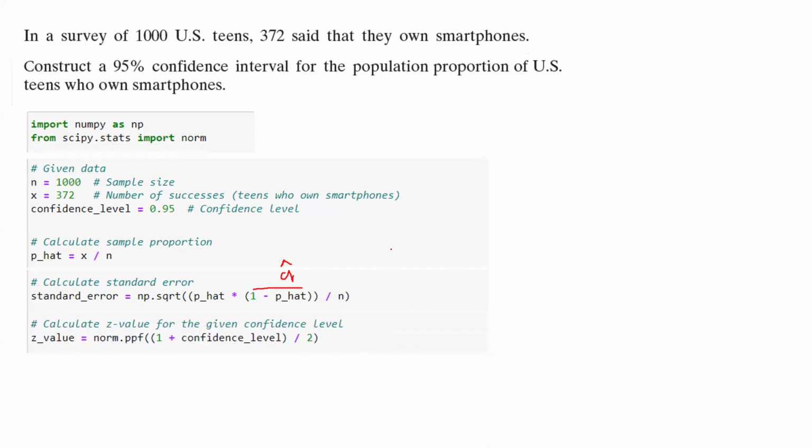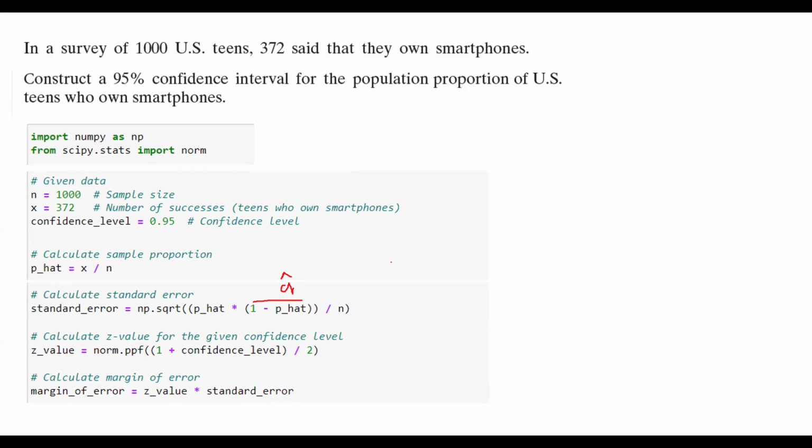Z value, as you remember, is norm.ppf. This function basically takes the area and calculates the z-score for you. Norm.ppf of (1 plus confidence level) divided by 2. And the margin of error, as you remember, is the critical value times the standard error. Let me paste the code in the chat for you so you have access to everything.